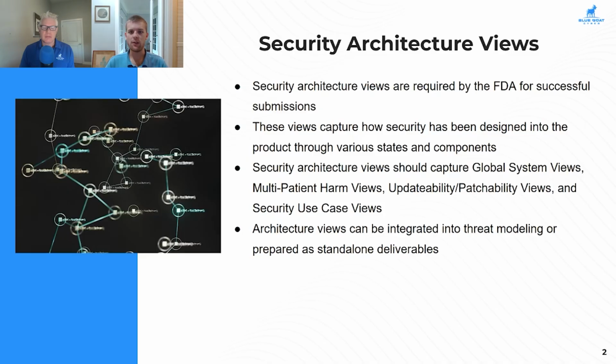If you take a look at these views and you see security's been addressed through multiple different states of the device, security's been covered in different operational functions of the device, that's a good indication that you've been addressing security from the top down. And I know we're focusing on the FDA because these are the requirements of the FDA. The same exercise of going through all these views strengthens your submission for any other regulatory authorities, such as EU MDR. Would you agree with that statement?